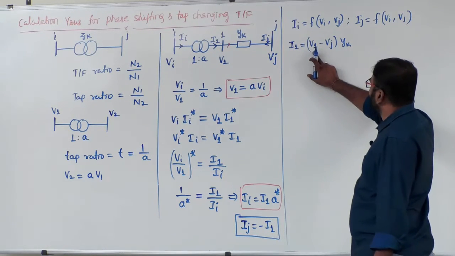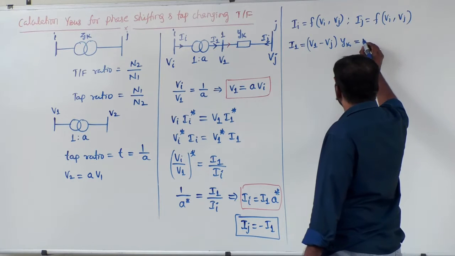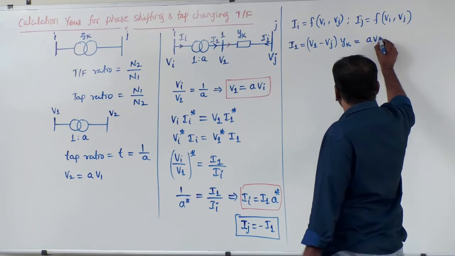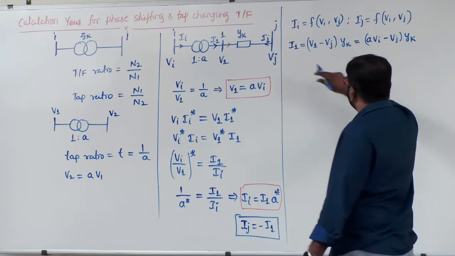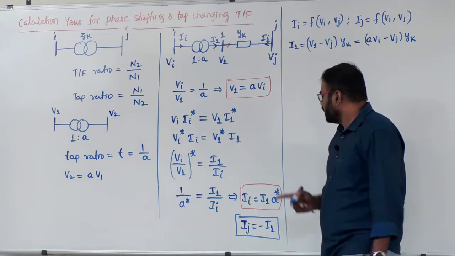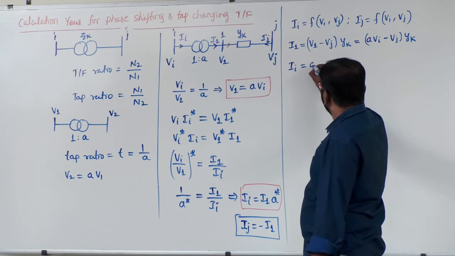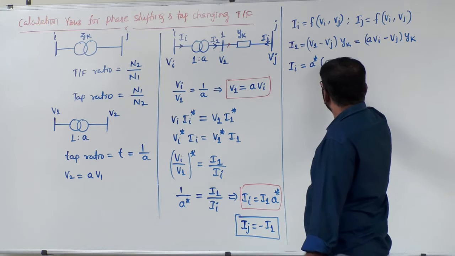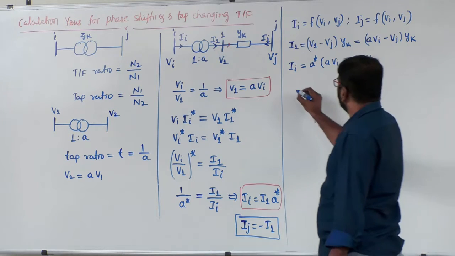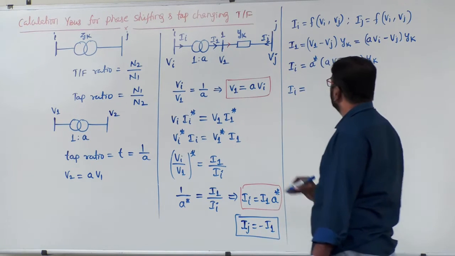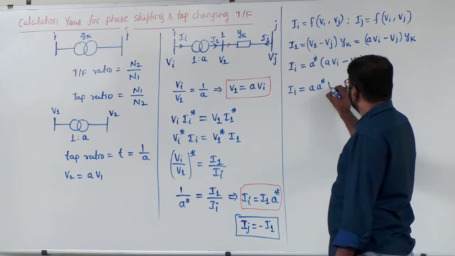So I am going to substitute the V1 value here. What is the V1 value? A times Vi. So that is equal to A times Vi minus Vj into Yk. That is I1 now. But I want Ii equal to I1 into A conjugate. So Ii equal to A conjugate times A into Vi minus Vj times Yk. Right. Now write the equation clearly: Ii equal to A into A conjugate into Vi.